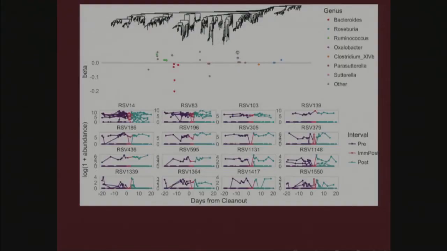And this is the output. Here's the phylogenetic tree of the different taxa. These are coefficients which correspond to the taxa, and they appear on the branches. It's a little bit hard to see here. But here is how these different taxa jump up and down. Here you can see that this RSV 305 goes way down during the perturbation and then reestablishes itself perfectly. So it's a very resilient taxa. So we have these profiles of the different taxa, and that's what we're interested in.